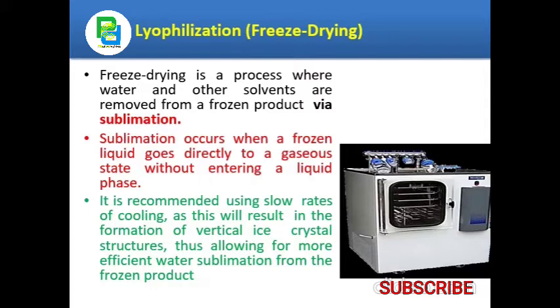What is sublimation? Sublimation occurs when a solid is directly converted into gas without first converting into liquid water. That is known as sublimation. Sublimation occurs when a frozen liquid goes directly to the gaseous state without entering the liquid phase. So any solid material which is directly converted into gaseous state without converting into liquid phase is called sublimation.